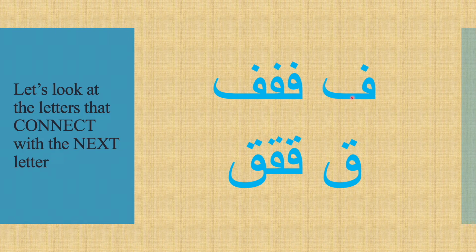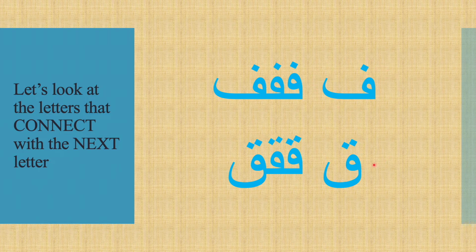Kind of like what happened with Ba, Ta and Tha. It gets shortened right in the middle here. And then the middle Fa is the same as the first, and the final Fa has the full shape. So it looks exactly like Fa isolated.